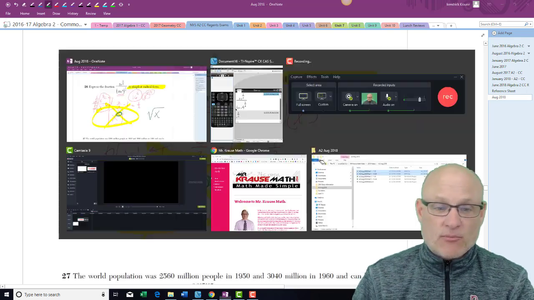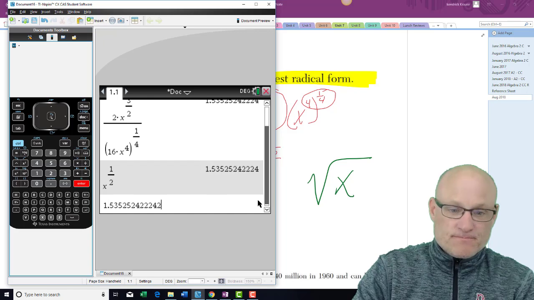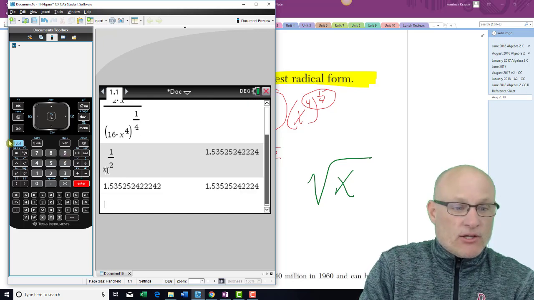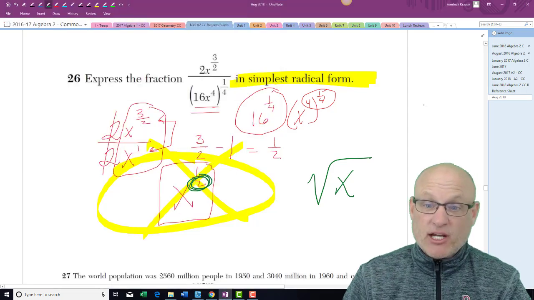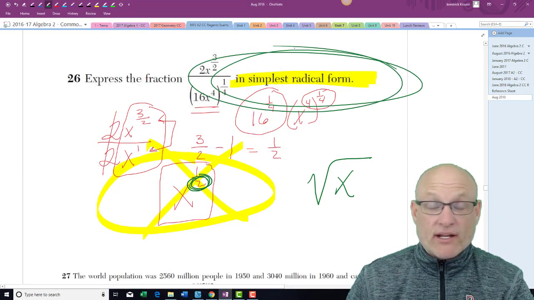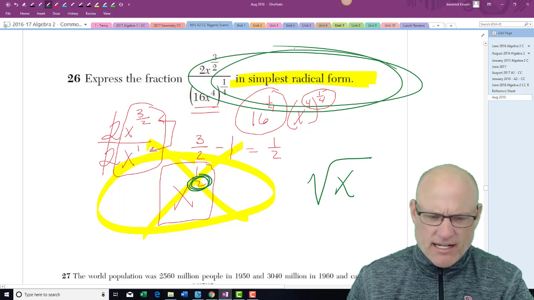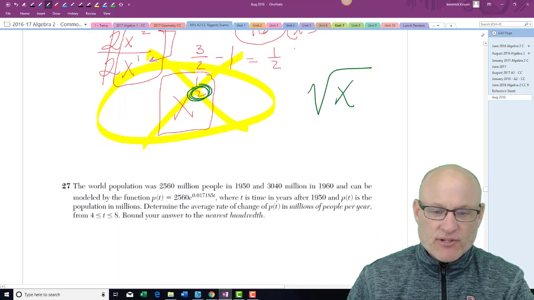Now let me see if I'm right. That was what we got before. I'll do the square root of x, and I see that they're in fact the same. So you got to be careful. This says your answer better be a radical, otherwise you're not getting full credit. All right, that was kind of tricky there. Next one's not so bad.